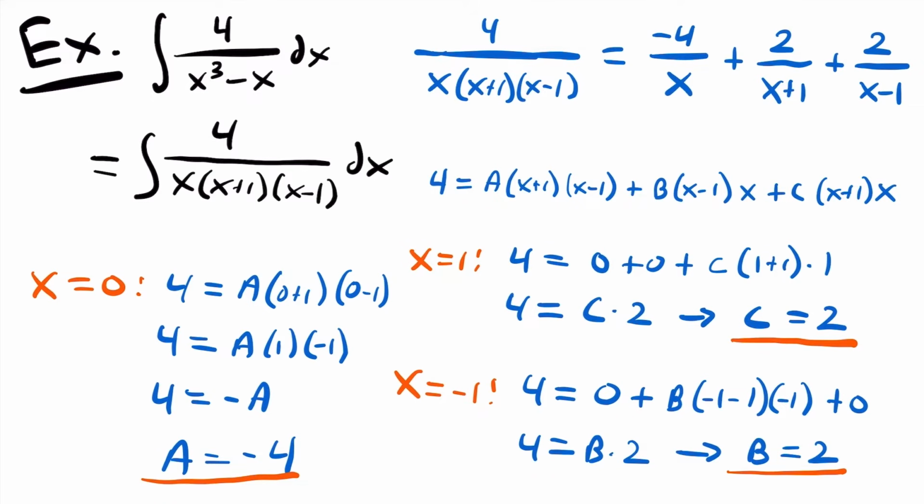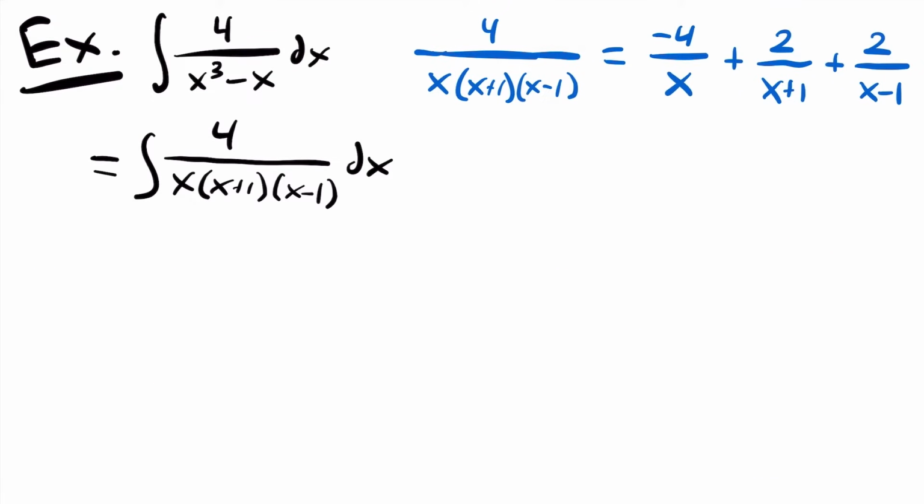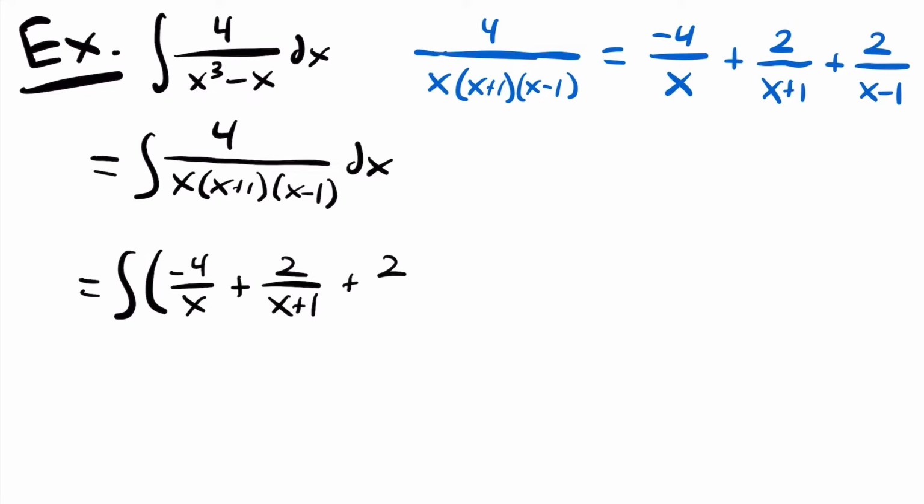Those are the values that we found for each of those letters. And so now if I clean up my work, we have now successfully decomposed this rational function into 3 partial fractions. And so now we can go back to solving our integral by replacing that rational function with those 3 fractions. And so this will be equal to the integral of -4 divided by x plus 2 divided by x plus 1 plus 2 divided by x minus 1 times dx. Okay, and so now we can split this up into 3 separate integrals, one for each of these terms, and then work on solving each of those integrals individually.